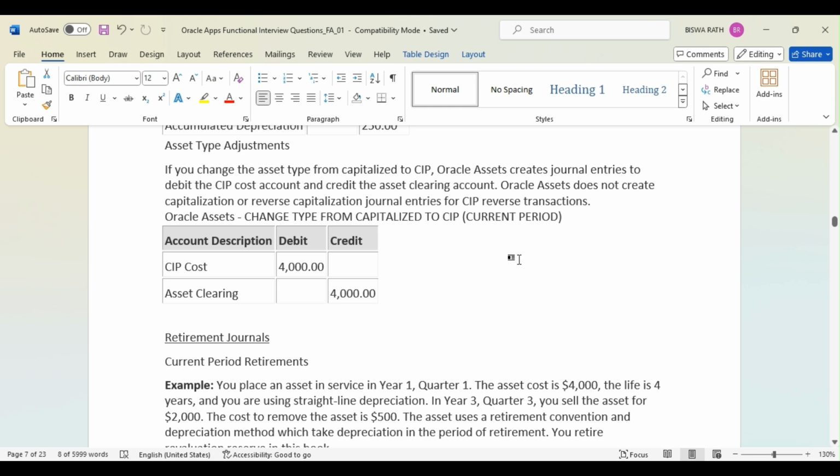One more scenario. As you can see, you are going to change it from the, you are putting into the CIP cost. Basically, there is a CIP asset, right? Which is coming from your AP, right? So in that case, or it is coming from your projects module. This will be your accounting entry, CIP cost to the asset clearing account.